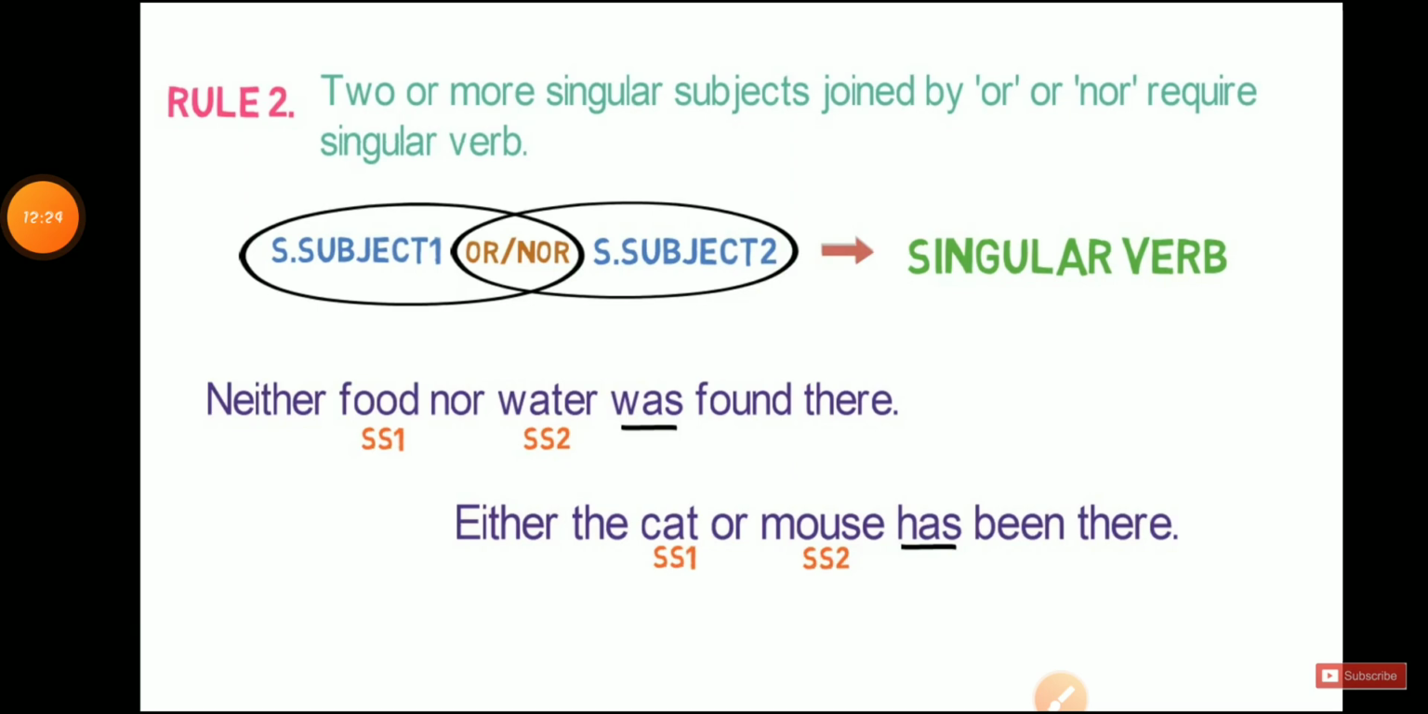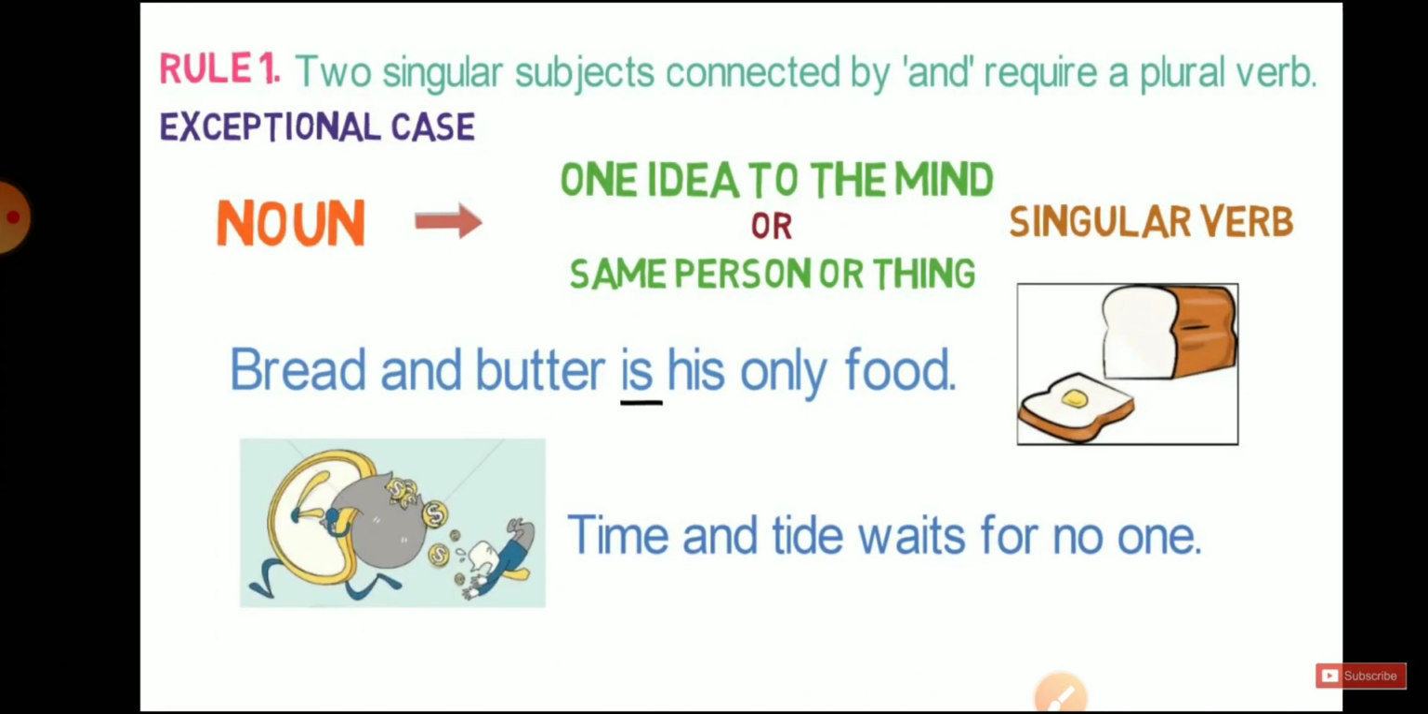Okay, children. So, in this particular video, we have discussed two rules. Rule number 1 says that if two singular subjects are joined with "and", then the verb should be in plural form. Correct? And then we have also discussed the exceptional case, which says that if both the nouns joined with "and" give a similar idea, or refer to the same person, then the verb should be in singular form.